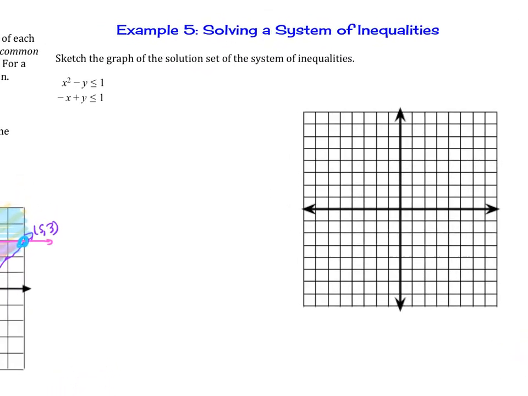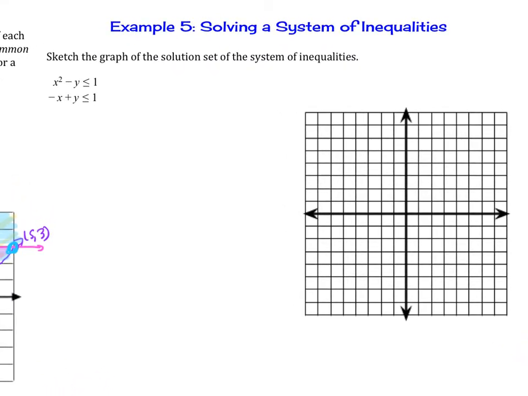Sketch the graph of the solution set of the system of inequalities. So we have a quadratic here: x squared minus y is less than or equal to 1. And so let's solve for y. So I have negative y is less than or equal to negative x squared plus 1, or y is greater than or equal to x squared minus 1.